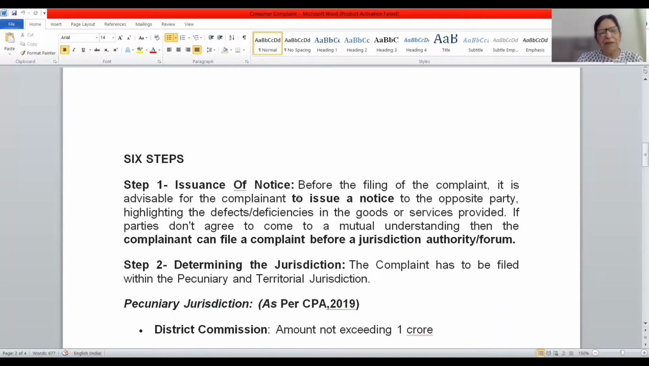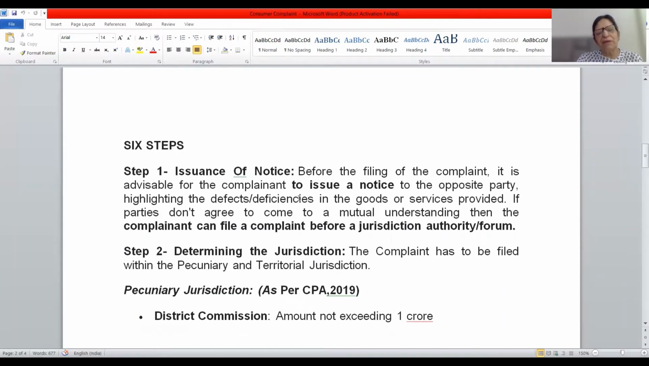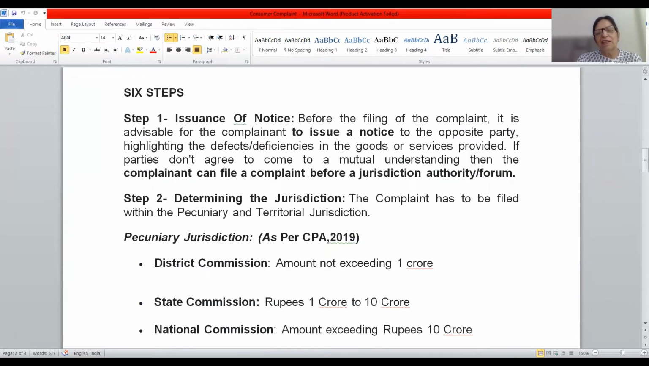The second step, friends, is to determine the jurisdiction. The complaint has to be filed within the pecuniary and territorial jurisdiction. And let us know about this now. Now there are 3 commissions under this CPA 2019. Even under the CPA 1986, these 3 were there, but certain provisions have changed.